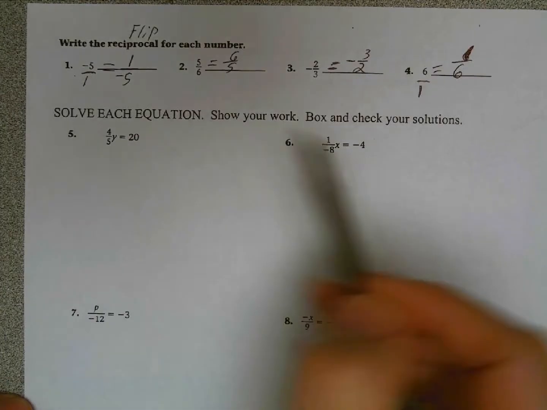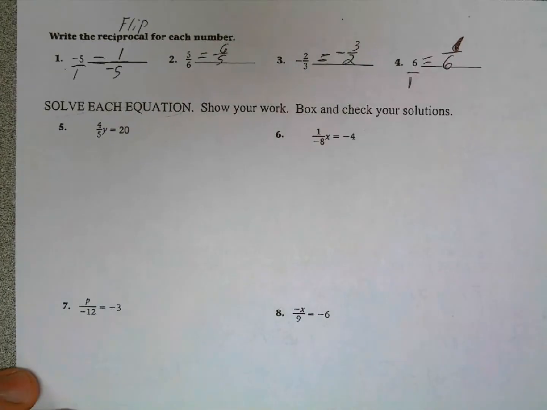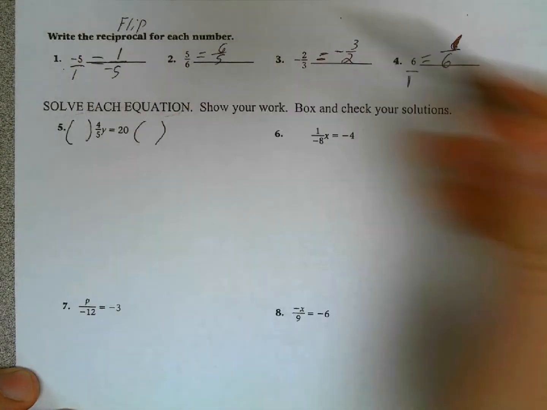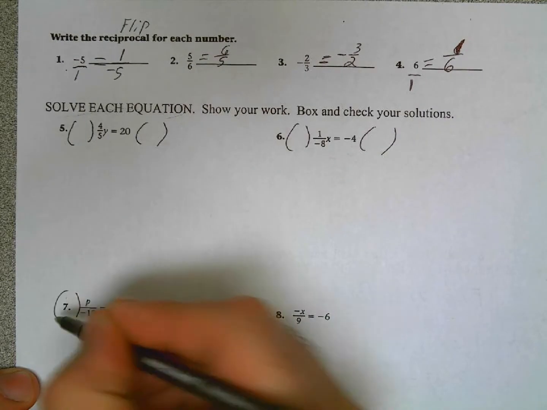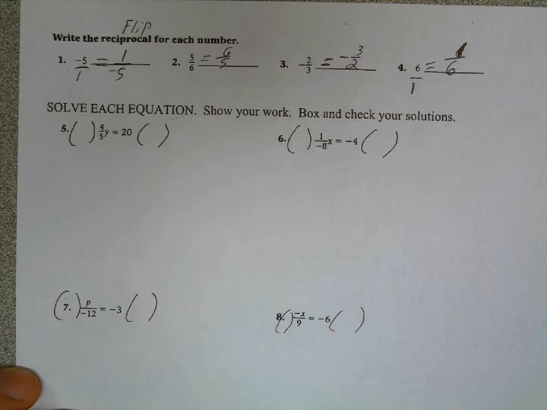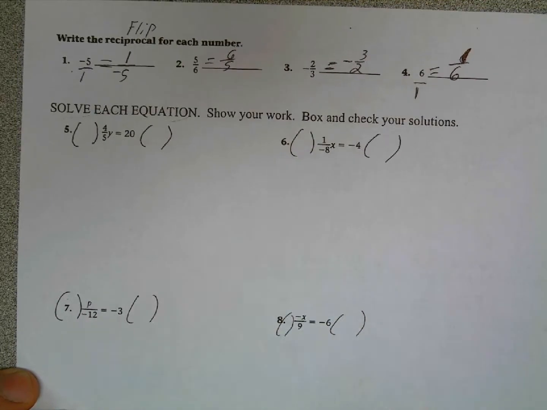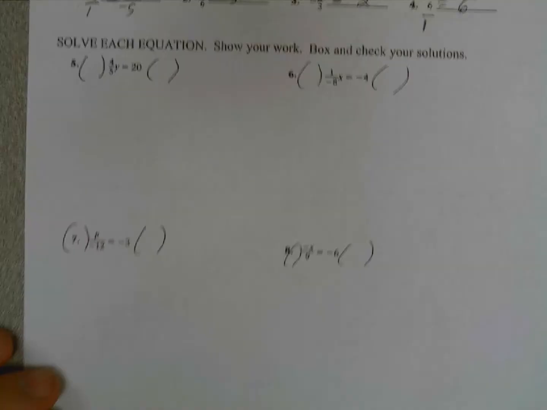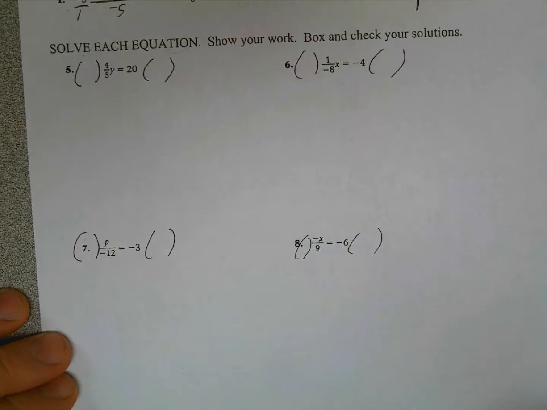All right, so to solve for each variable, for each equation, I have to multiply both sides by the reciprocal. I'm going to multiply both sides by the reciprocal. All right? Multiply both sides by the reciprocal. So I set up all my problems. And when you have fractions, we're going to use the reciprocal.